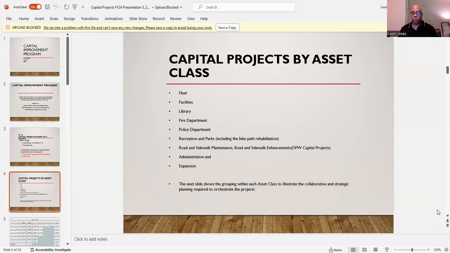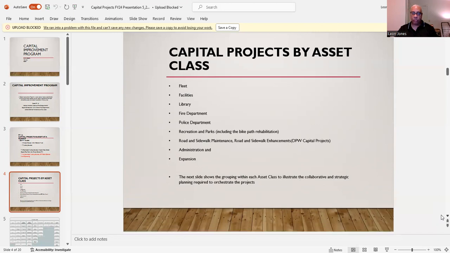Expansion. What do we mean by expansion? It could be of government services. It could be infrastructure. That word is very vague. It could be expansion of, like I said, services. Okay.